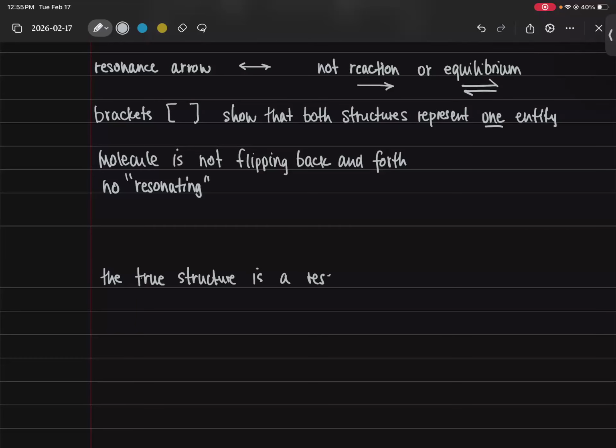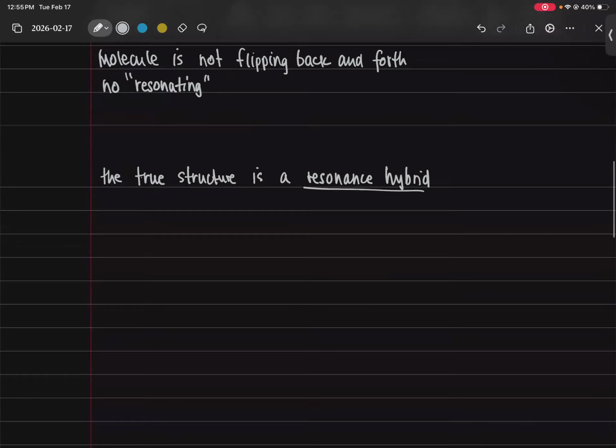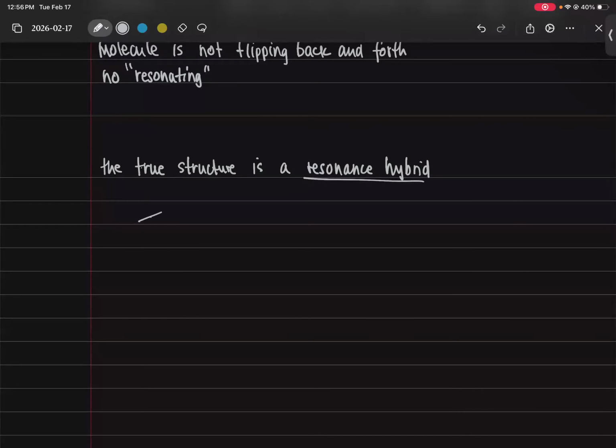And we call that a resonance hybrid. Of course, a hybrid because it's a hybrid of the multiple incorrect kind of structures that we draw. And for the allyl cation, it looks like that. So generally, I'm not going to have you draw the resonance hybrids. I'm just going to get you to draw resonance structures, and we'll do a ton of practice with that.